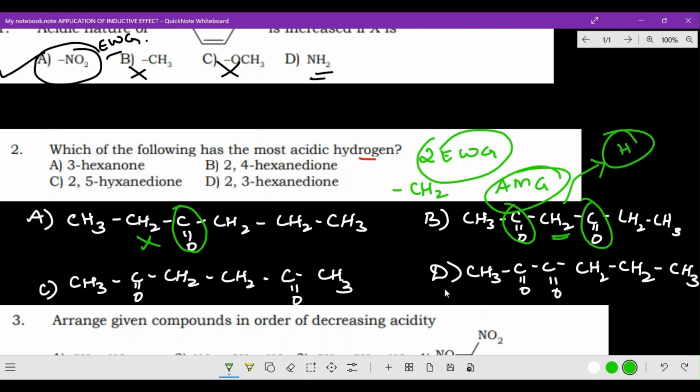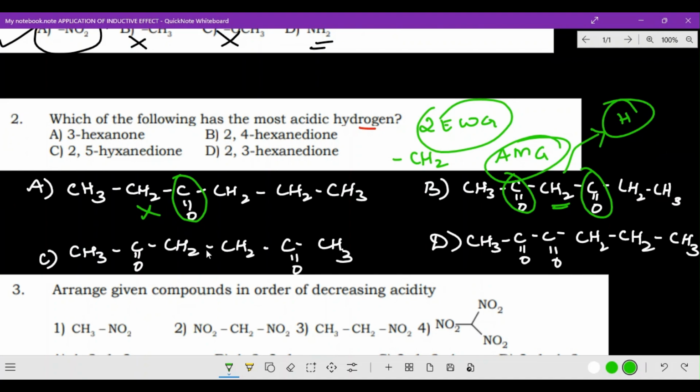Now third and fourth, let us check. In the third and fourth, there are two CH2 groups. Here an electron withdrawing group is there, but there are not two, only one. And here there is no CH2 group. So which is the correct option? B is the correct option.